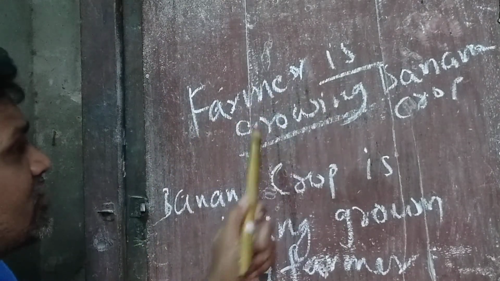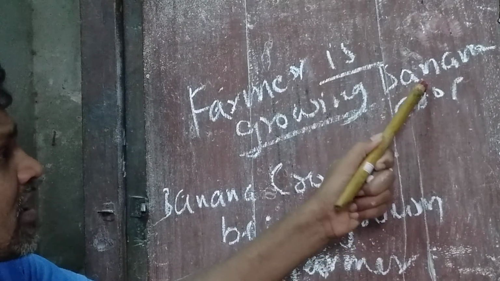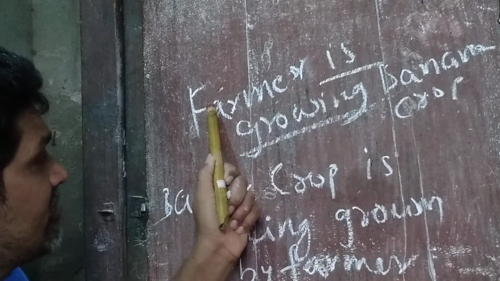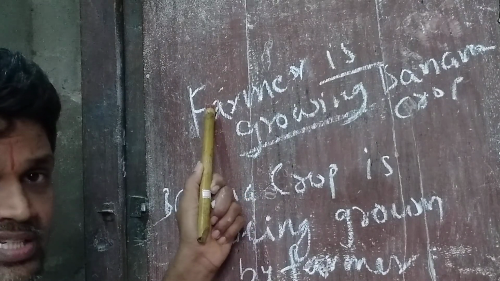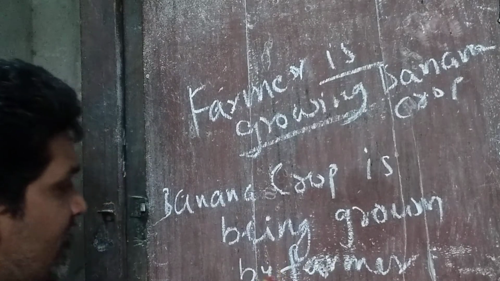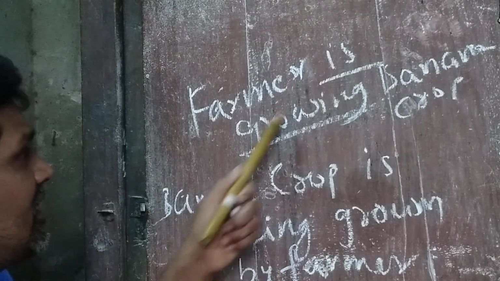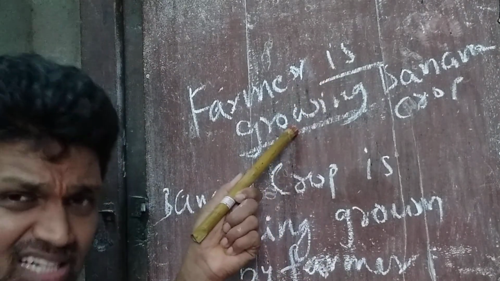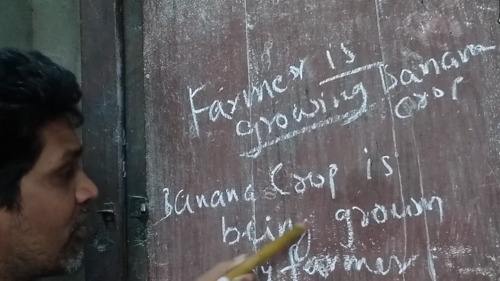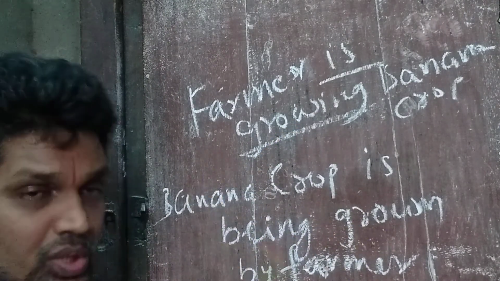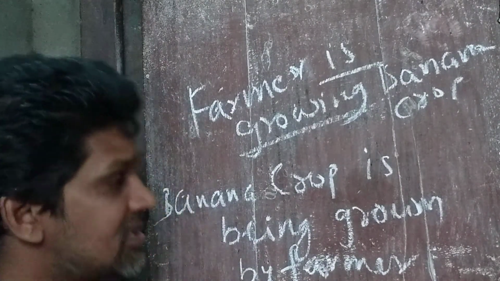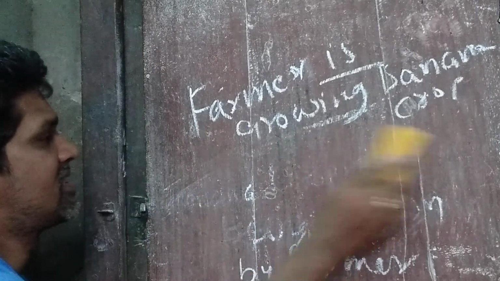So, the farmer is growing banana crop. Banana crop is the object, so we changed it into the subject. And farmer is the subject in active voice, whereas it became an object. Before the farmer we wrote the conjunction by, and is growing is in present continuous tense, and we applied the formula and wrote the answer, being grown. Is it clear? Yes. Next.